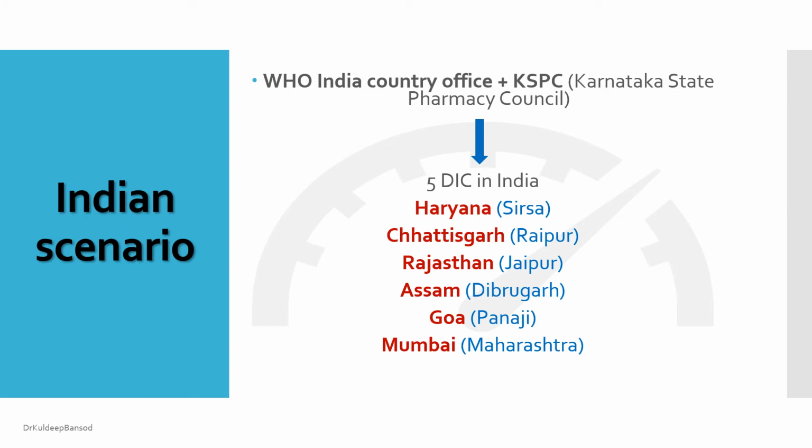If we look at the Indian scenario, the World Health Organization Indian branch, in collaboration with the Karnataka State Pharmacy Council, has developed 5 drug information centers in India, as listed here: Haryana, Chhattisgarh, Rajasthan, Assam and Goa. As well, in Maharashtra, a drug information center has been developed by the Maharashtra State Pharmacy Council. So in India also, various drug information centers are available to provide drug information for the rational use of drugs in hospitals.